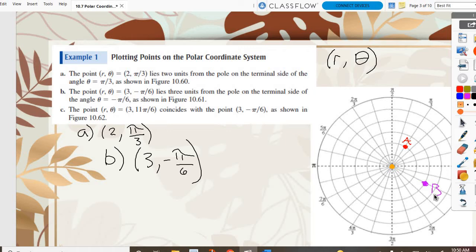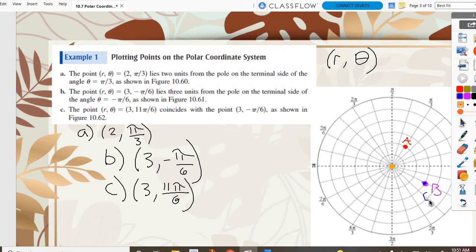Now, what about 3 comma 11 pi over 6? Where would that one be? So again, how far am I going out? 1, 2, 3, and then we're going 11 pi over 6, which would be in what quadrant? The fourth. Specifically where? In the same spot, right? Yeah. Now, is there another way that we could represent that same point?